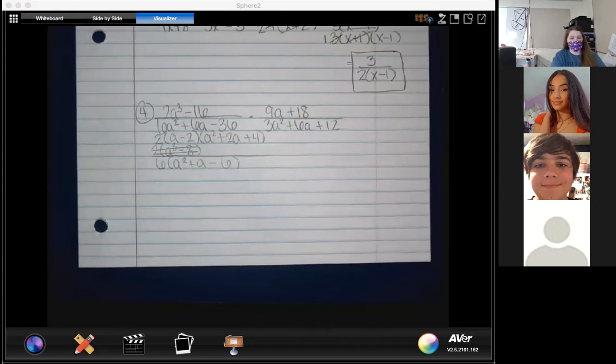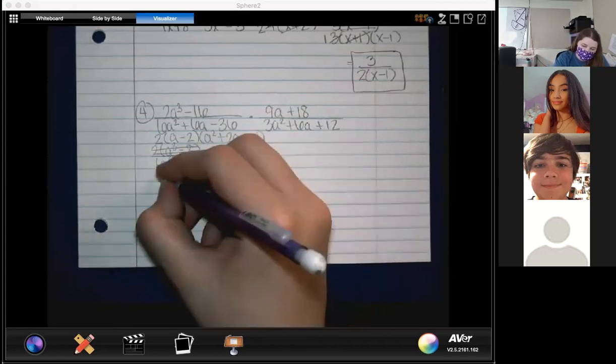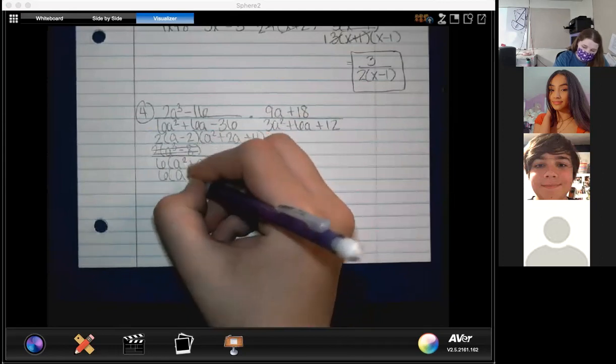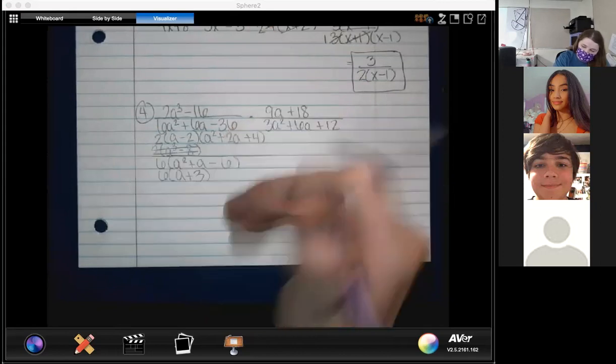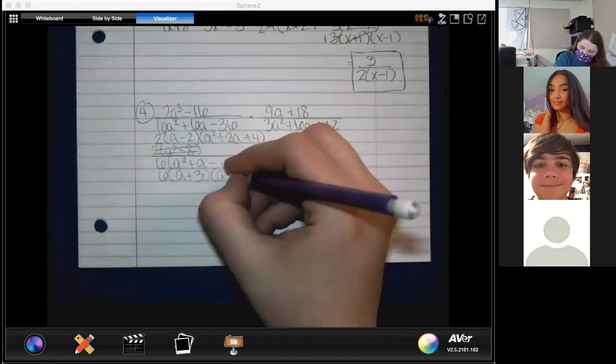What can we do with that? How does that factor? Yep, and I believe that's the same one from number 11, actually, just different variables. Good.